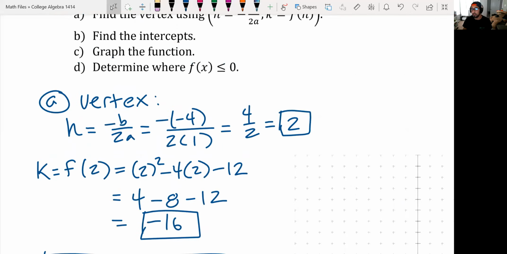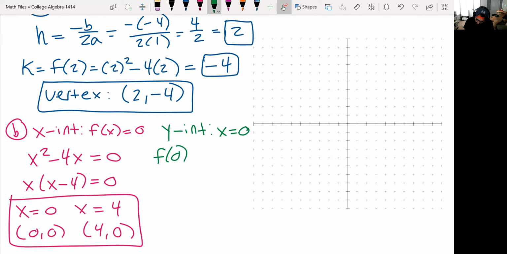There it is. There's the x-intercept, 0, 0, 4, 0. And then the y-intercept, x equals 0, so f of 0. And once again, I wrote the function over here already. So if you plug in 0, this becomes 0, that becomes 0. So f of 0 is 0.